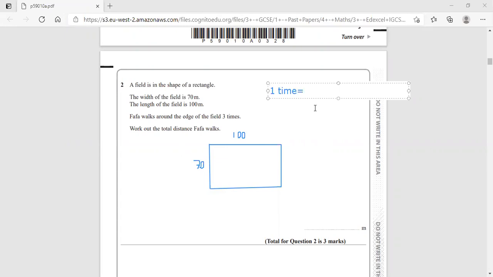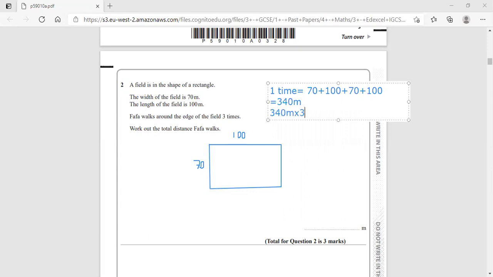So let's just say we're starting here, okay? We're starting in this left bottom corner, 70, and we're going to go up, and we're going to go to the right, which is 100. Then we're going to come back down, which is another 70, and then we're going to walk back across, which is another 100, okay? And that is equal to, so 100 plus 100 is 200, 70 plus 70 is 140, 200 plus 140 will give us 340 meters.